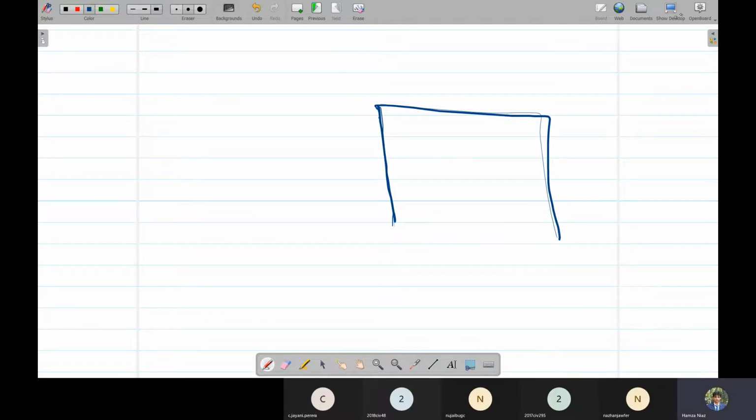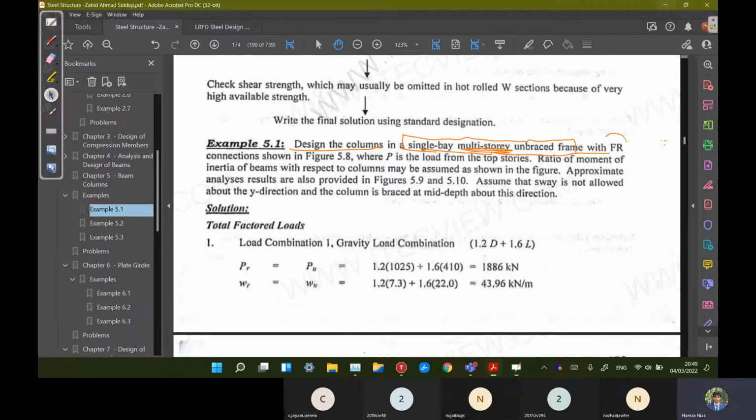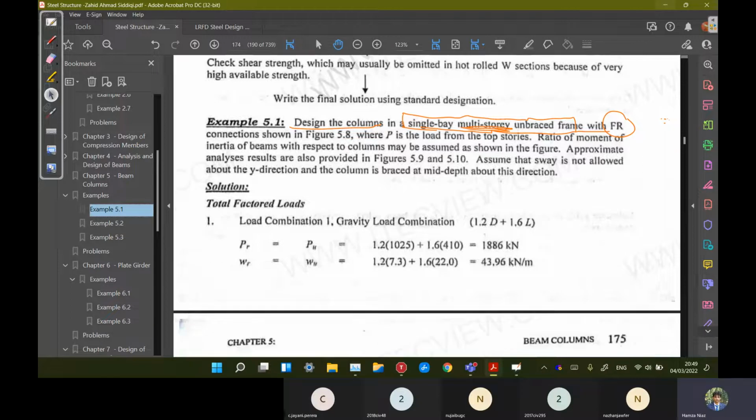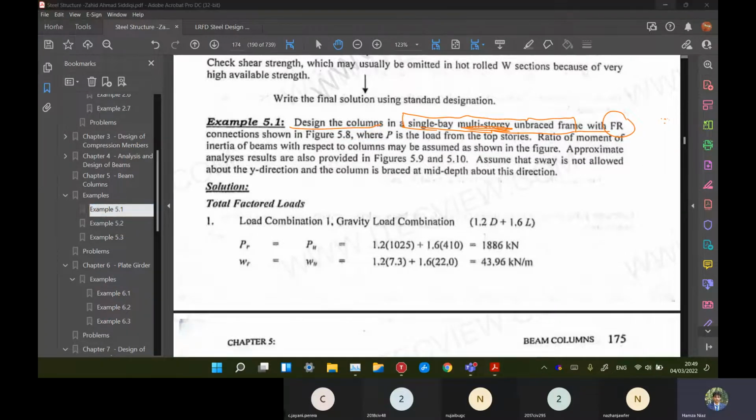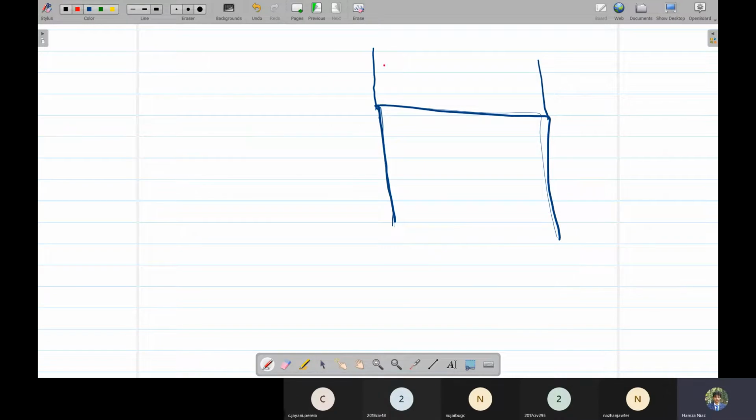And the second is multi-story. So there are more columns over this, that it is a multi-story building. With FR is friction resistance. So we are ignoring friction, and P is load from top story. So they are saying that load P is applied from top stories.